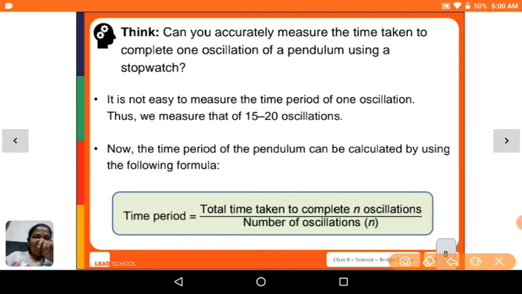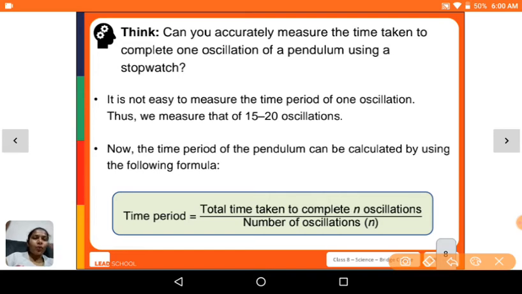So you start the stopwatch, and one oscillation is done. No, we can't do that accurately, right? Because it has just started and it will go very fast. So it will not be easy to calculate that. So what is the solution?